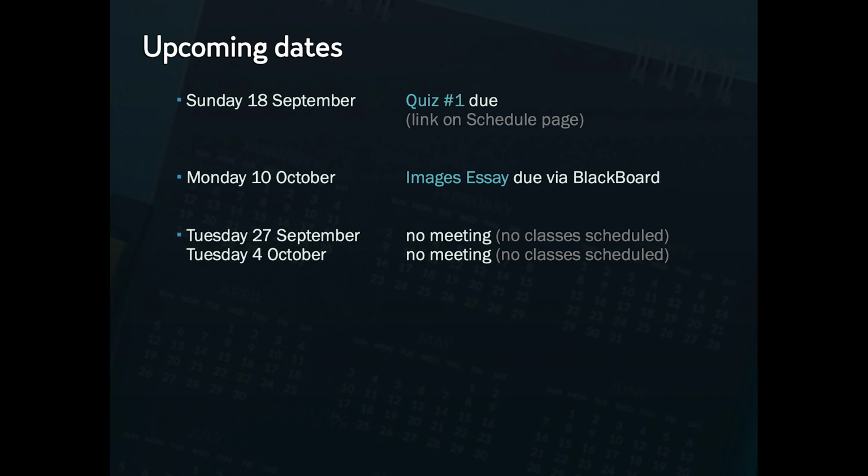Actually, a question about the images essays. So, yeah. How long should it be minimum? It's 3 to 4 pages. And there is a page on the website that's called Requirements for All Papers. It's under Essay Musts on the toolbar, and that will specify exactly what I need in terms of formatting.